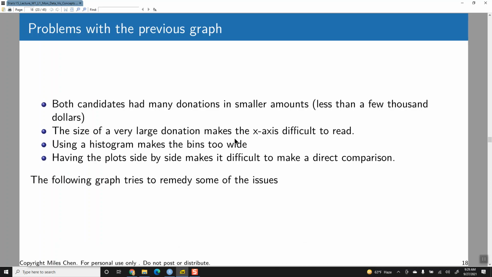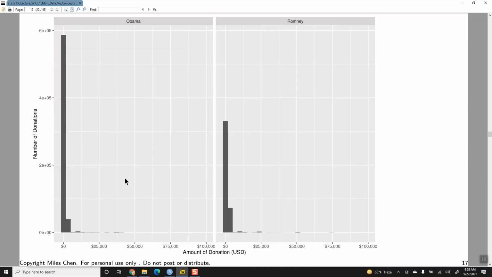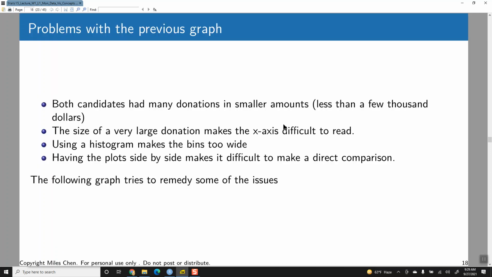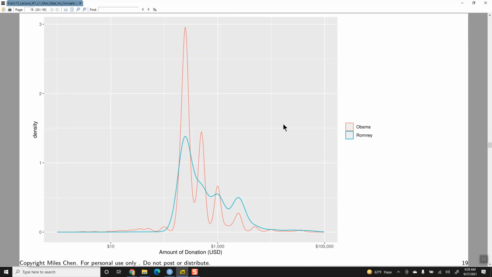So these histogram bins are just a little bit too wide, and the fact that these are side by side is fine, but it's also difficult to compare. So here's a graph that tries to fix it. What we've done is turn the x-axis into a log scale. So down here is $10, here would be $100, here's 1,000, here's 10,000, and this would be 100,000. And now we can see this is money spent on Obama's campaign.